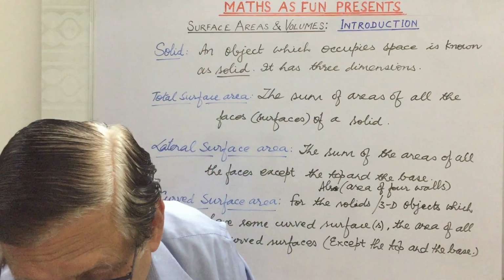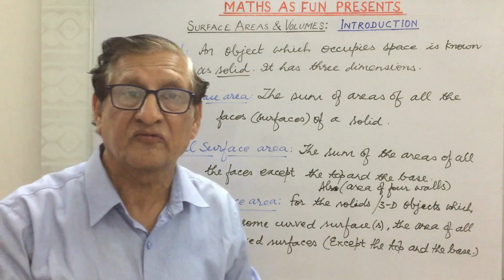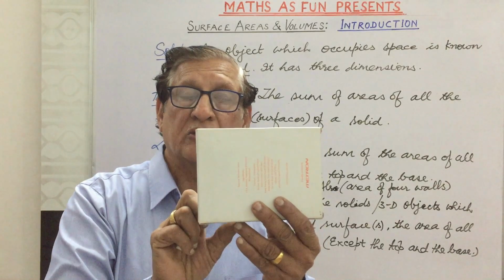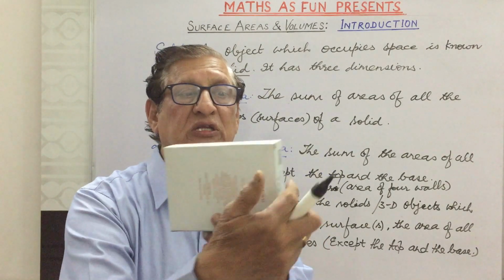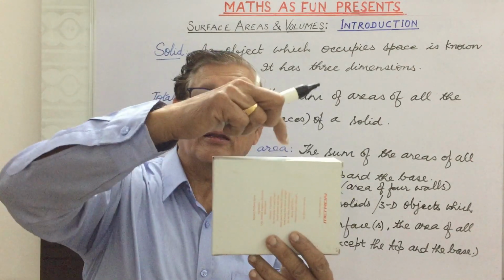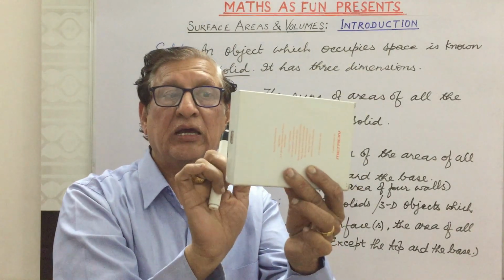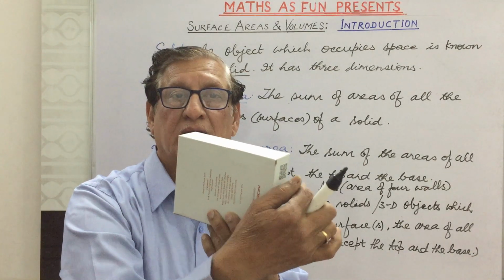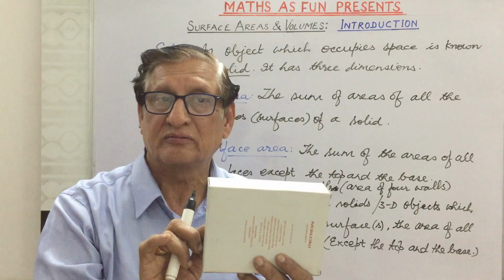Now we are coming to the lateral surface area. What is known as lateral surface area? For cubes and cuboids. See here, this is a cuboid. If we find the areas of all these 4 faces and leave the top and the base, then if we add the areas of all these 4 faces, that becomes the lateral surface area of this cuboid.